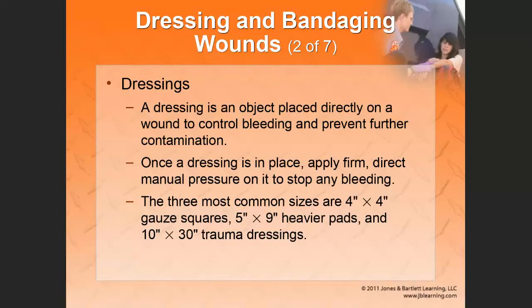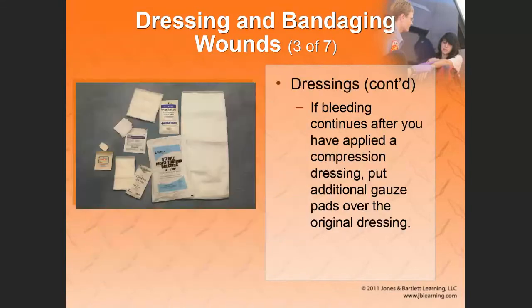Once a dressing is in place, you apply firm, direct manual pressure on top of the dressing to control the bleeding. And once that is done, then you use a bandage to secure the dressing in place. Now, we use trauma dressing for excessive bleeding, so it's thick and it can soak up a lot of blood. The other dressings are used for minor bleeding. If bleeding continues after you have applied a compression dressing, do not remove the dressing. Put additional gauze pads over the original dressing.